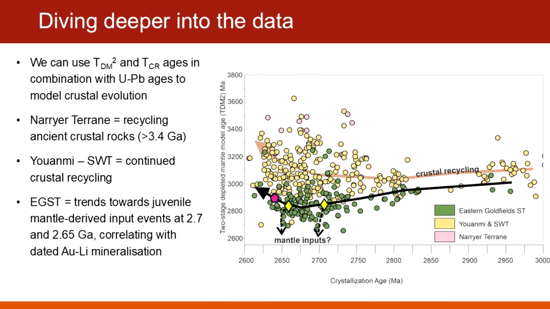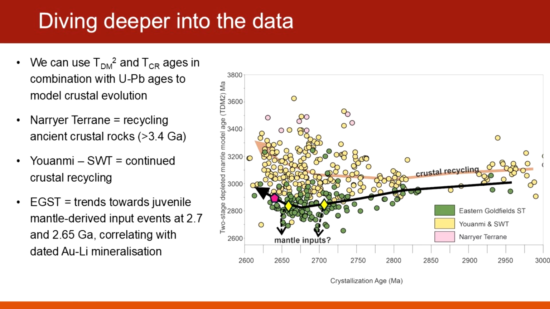And one other thing that we can do is actually plot the data up and image it through time. This is the two-stage depleted mantle model age versus the crystallization age of granites. So when we use that in combination, this is for hafnium values, and every single point represents a median value for a granite that we've analysed. What I'm showing here is that for the Youanmi, and also in particular the Narryer, the granite ages here between 2.6 and 2.75 have very old depleted mantle model ages. This is just recycling very, very old crust.